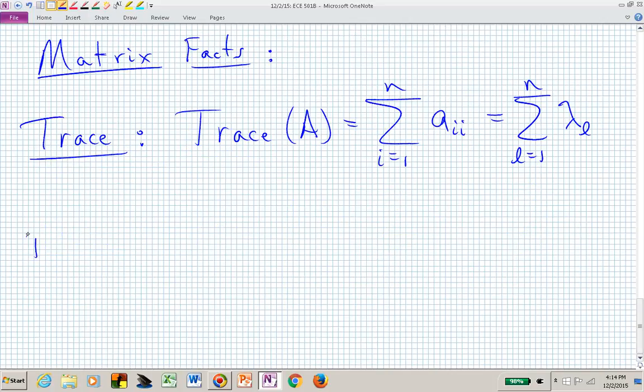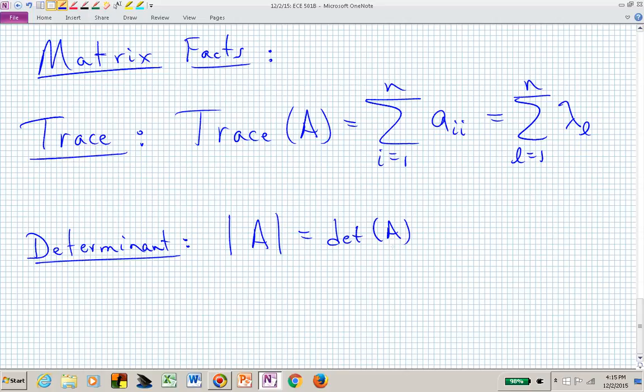We can also talk about or find a relationship on the determinant with our matrix. A lot of times we label that symbolically as these vertical lines surrounding A, not two vertical lines, but one on either side of the matrix. That's typically used for the determinant of A, and this is now equal to the product, again including multiplicities, of those eigenvalues.